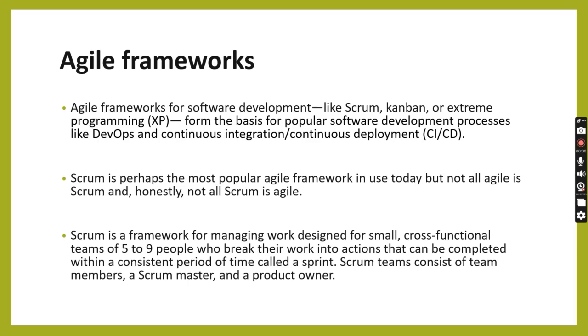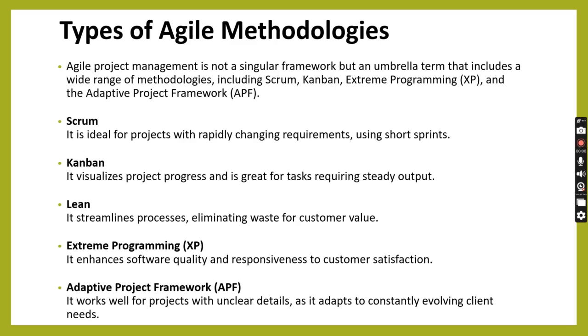Scrum is a framework for managing work designed for small cross functional teams of 5 to 9 people who break their work into actions that can be completed within a consistent period of time called a sprint. Scrum teams consist of team members, a scrum master, and a product owner. Let's discuss what the types of methodologies are.